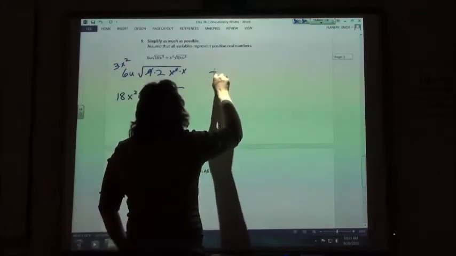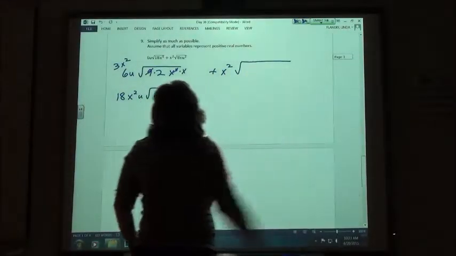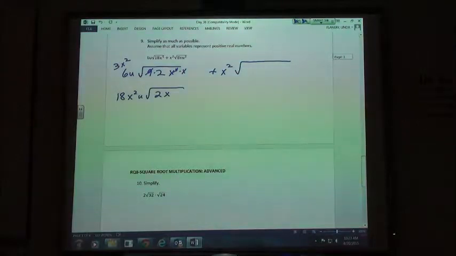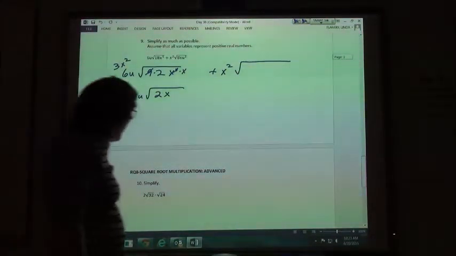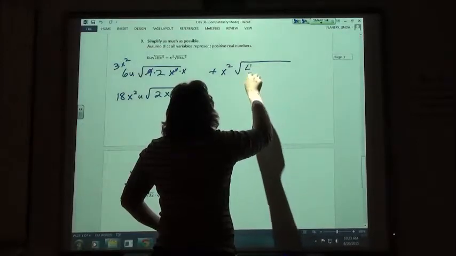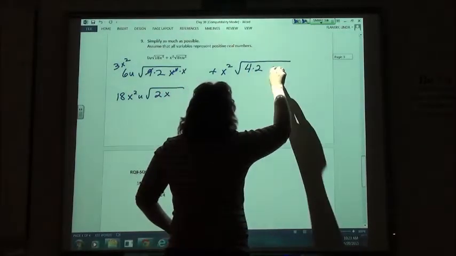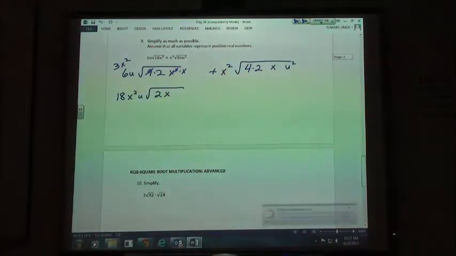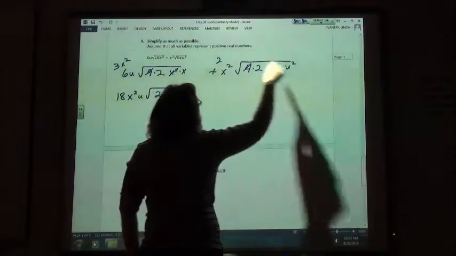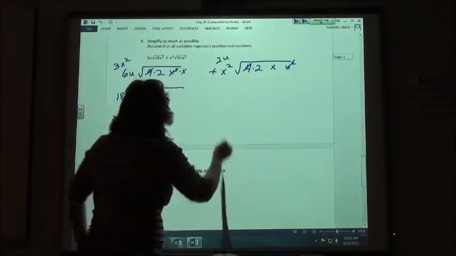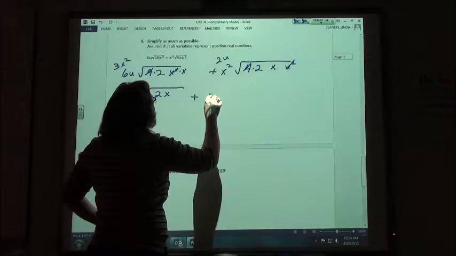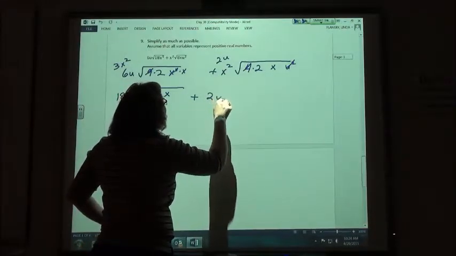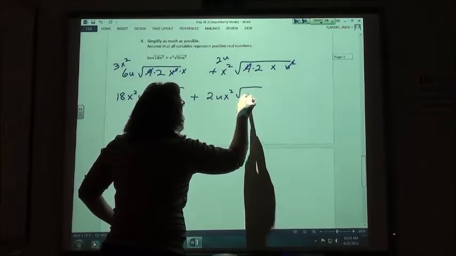So we have plus x squared, and we need to simplify the 8xu squared. What should I do with that? 4 and 2. And that's probably all the factoring we can do because we can't do anything with the x, and the u squared is already even, so we like to leave that alone. Taking out our perfect squares, we can take out 2 and a u. So we would have 2ux squared square root of 2x.